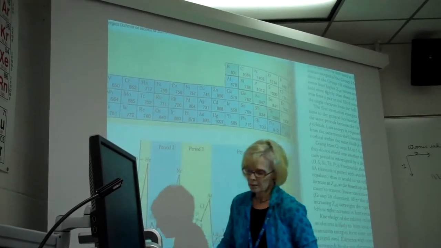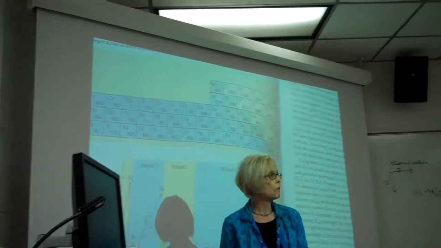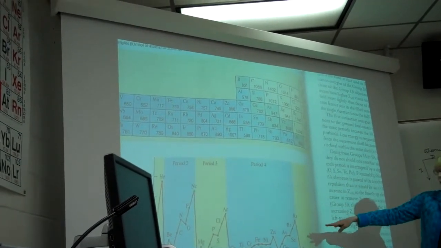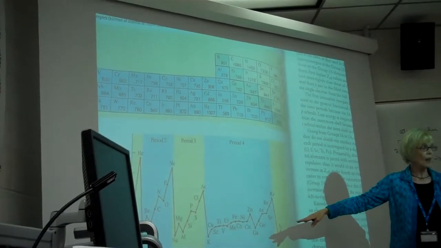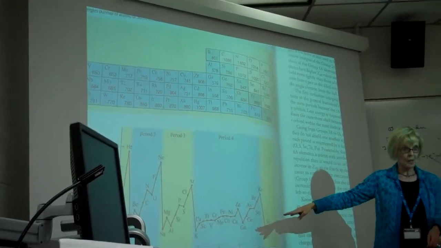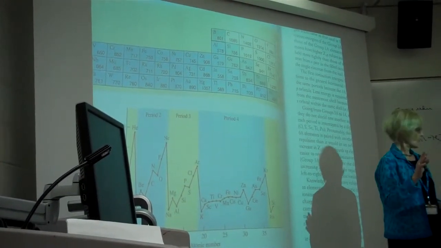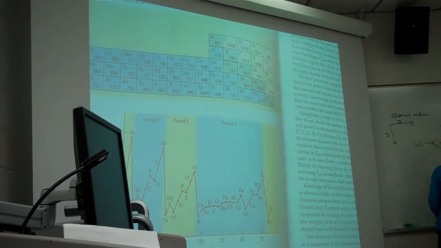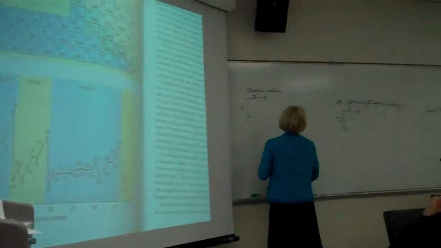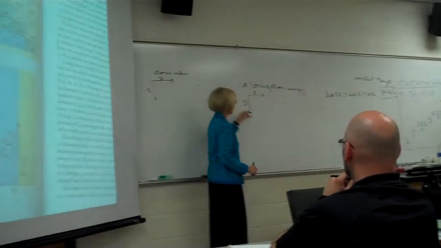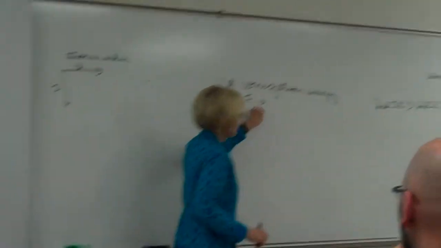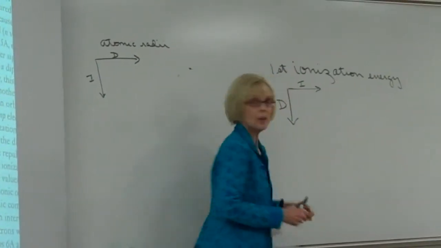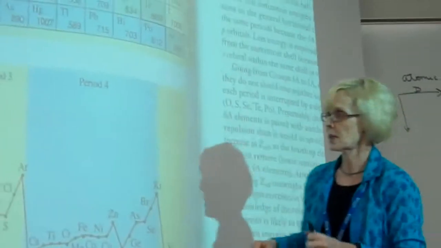This is on page 184 in your book. Right down here are ionization energies, and there are a load of exceptions. You are not responsible for the exceptions, but the overall trend for first ionization energy is, as you go across a period, they tend to increase. As you go down, they tend to decrease.